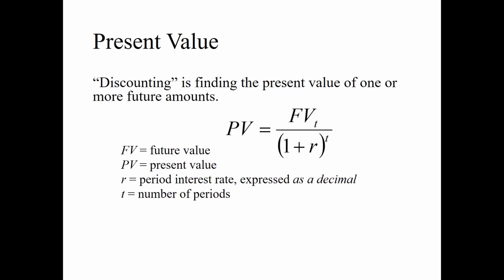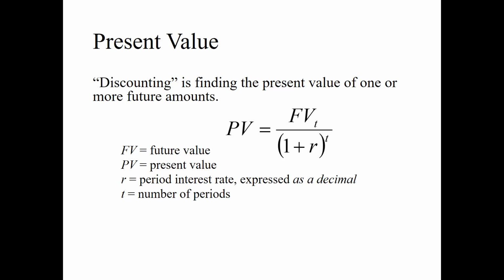When we find a present value, we discount some future value to find the present value. And our formula is going to be that our present value is equal to our future value divided by the quantity of 1 plus r to the t. FV is going to be future value. And we see the subscript below FV, which is going to denote at what time period that cash flow occurs.